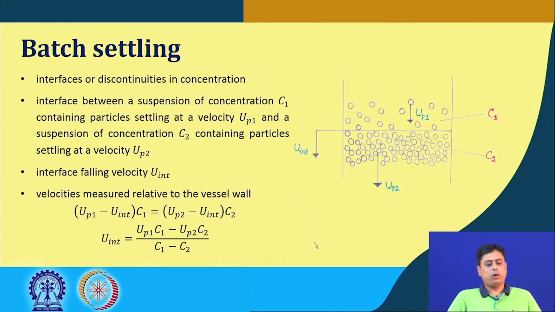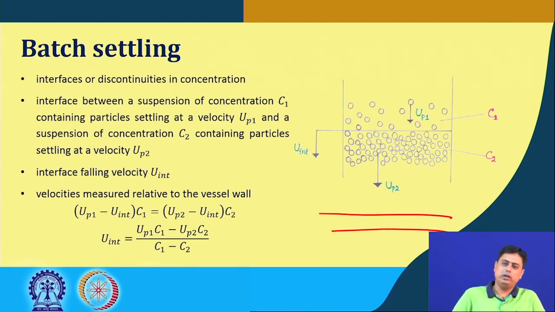Now, the point is that you can think of the scenario like here, that you have this measuring cylinder which is filled with liquid, say water, and then from the top you have put some sand or that kind of fine particle. So, in batch settling, there will be a clear interface or discontinuity of concentration.